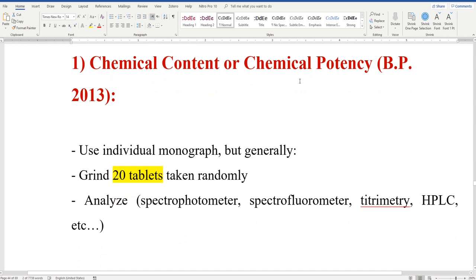Okay, chemical content or chemical potency test according to British Pharmacopoeia. First, I want to tell you the aim or the goal of this test.